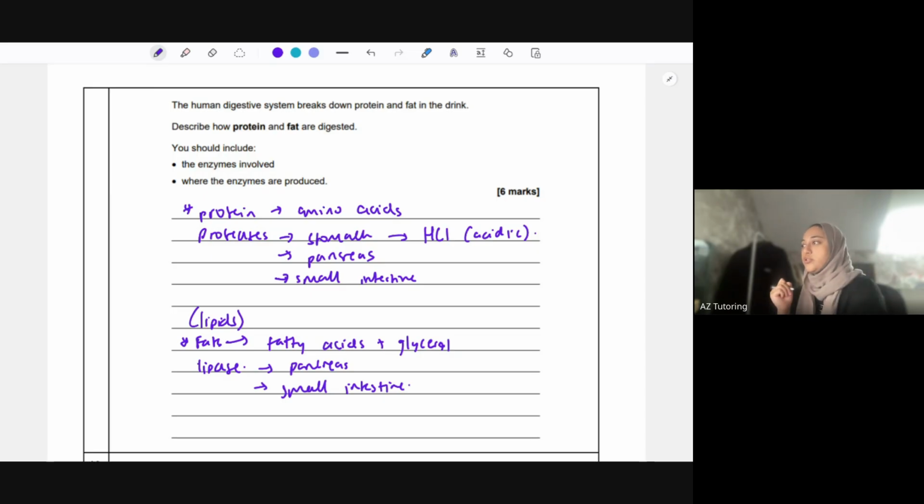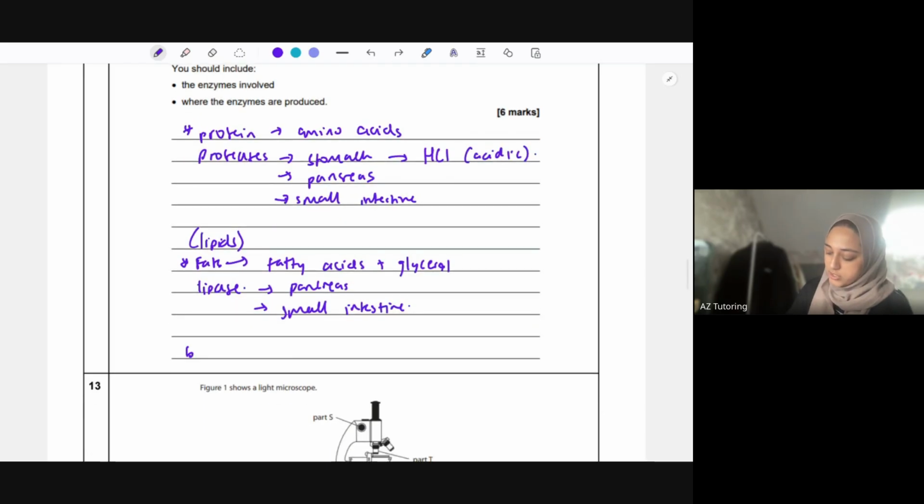So these are where they're produced. You could also speak about bile as well. The reason why you would speak about bile is because it emulsifies fats, and fats is relevant here because it's speaking about fats. So in the digestive system, the bile, which is produced by the liver, emulsifies the fats. And the reason why it emulsifies it is basically to give it a large surface area.